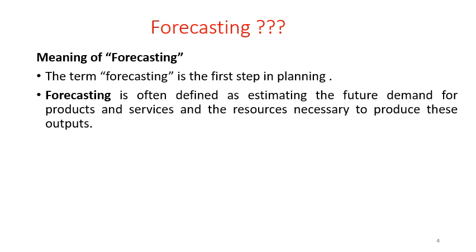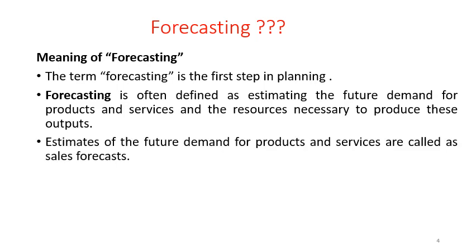We have seen tangible goods called products, intangible goods called services, and we have also seen the different resources, that is human resource, materials, machines, the finance or the money, and different methods that you utilize. All these things need to be estimated for you to create outputs, and these outputs are the products and services. So forecasting is not just directed towards the products and services, but also towards the resources necessary to produce these outputs.